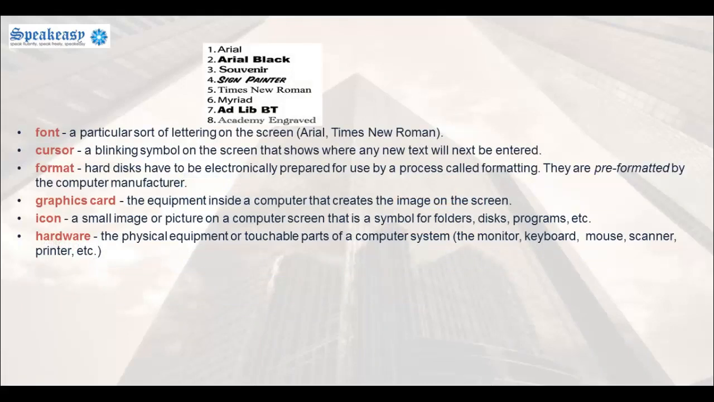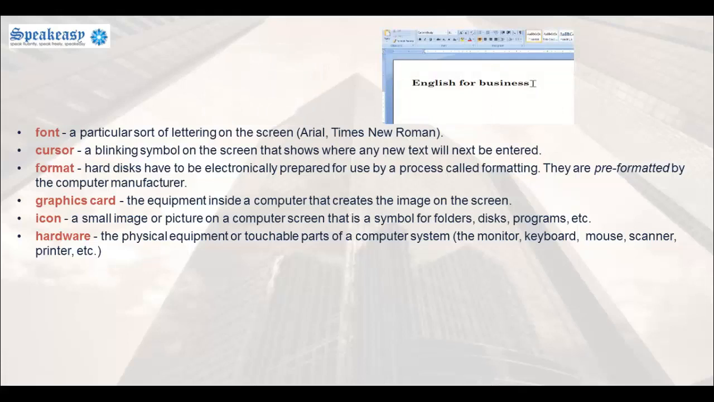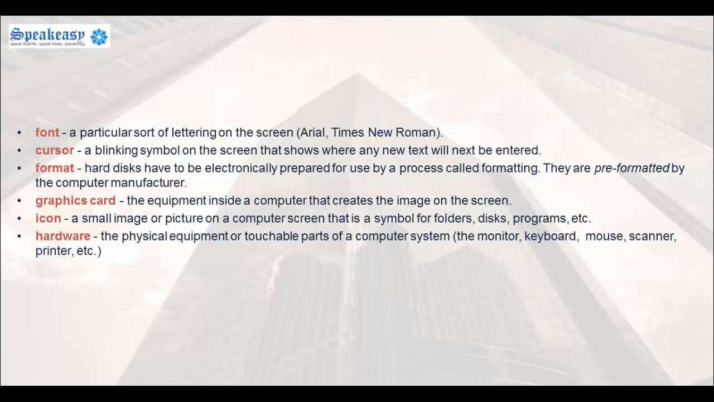Font. A particular sort of lettering on the screen, such as Arial or Times New Roman. Cursor. A blinking symbol on the screen that shows where any new text will next be entered. Format. Hard disks have to be electronically prepared for use by a process called formatting. They are pre-formatted by the computer manufacturer. Graphics card. The equipment inside a computer that creates the image on the screen.